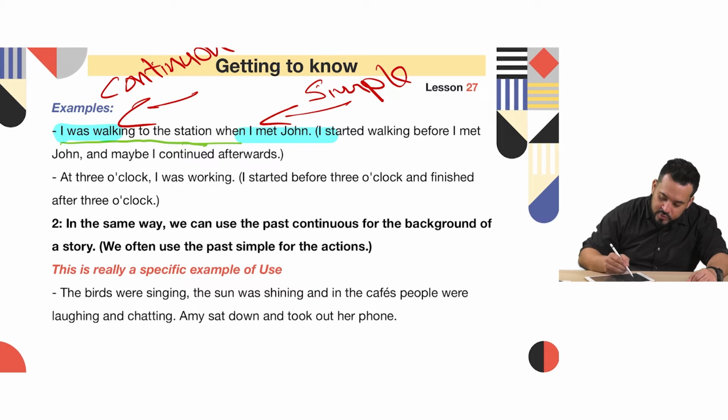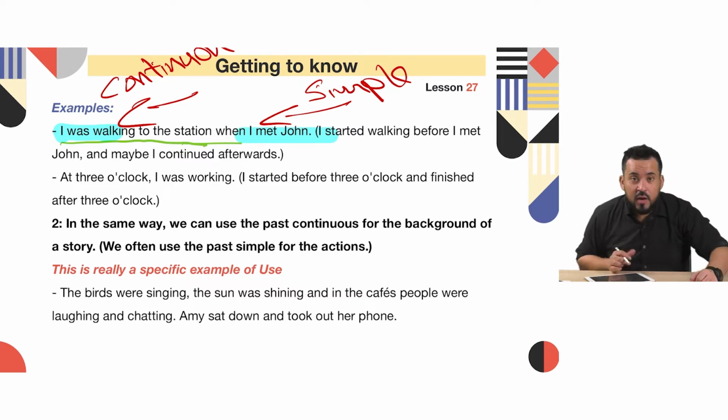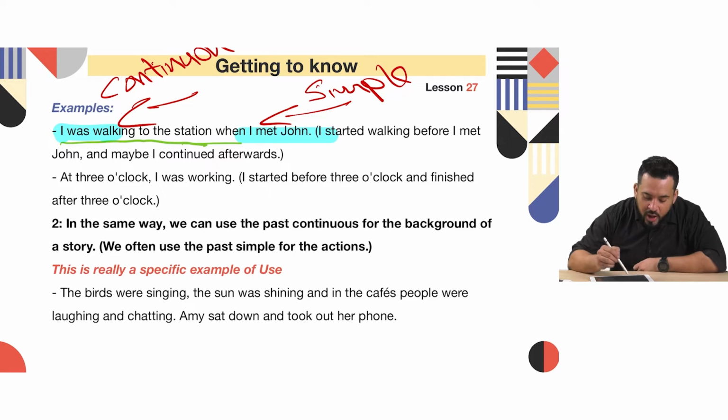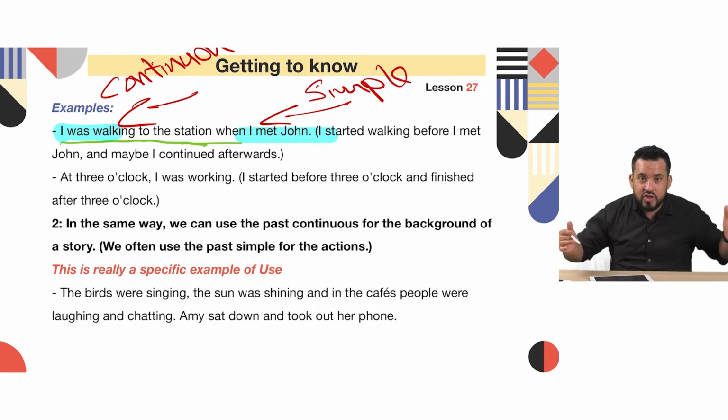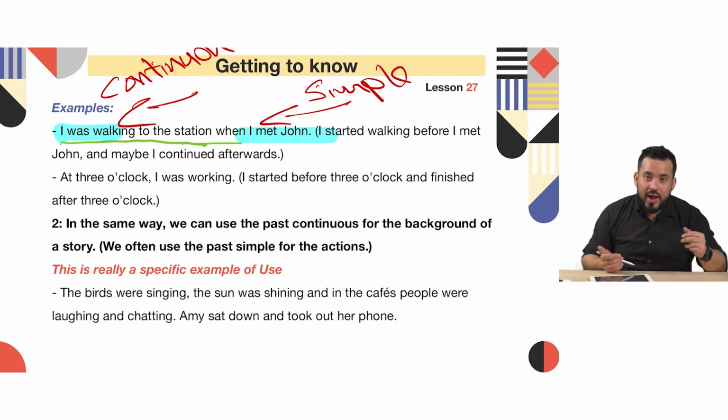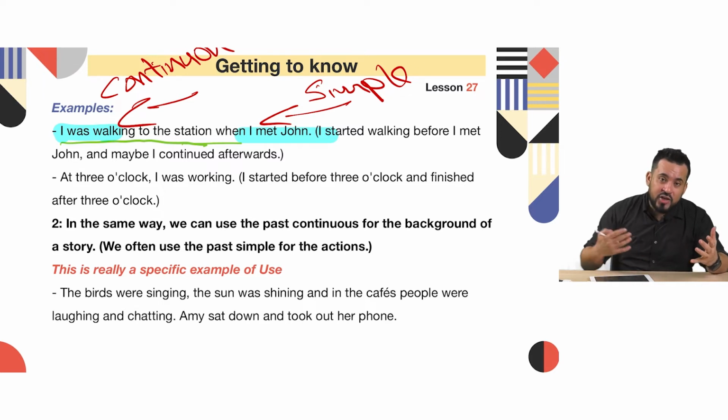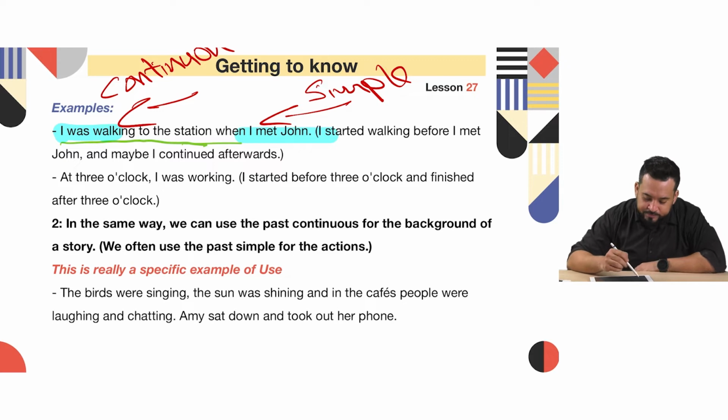There's no space to write the rest. So, continuous, all right? I was walking, the longer action. I met John, the shorter action. The shorter action interrupted the longer action. Let's take a look at another sentence.